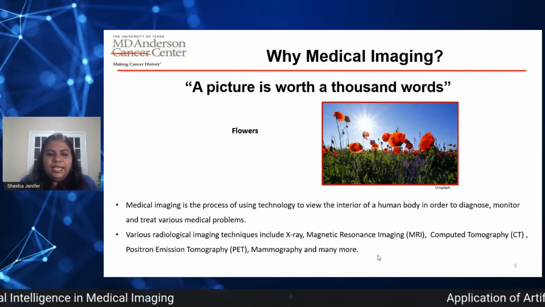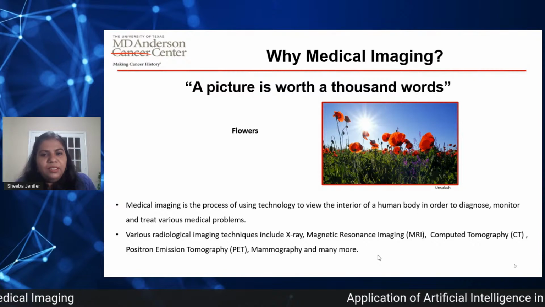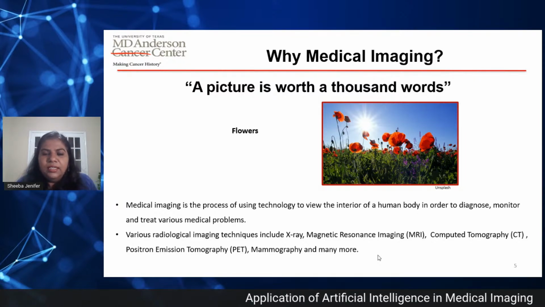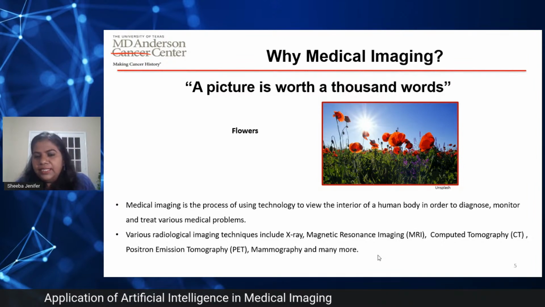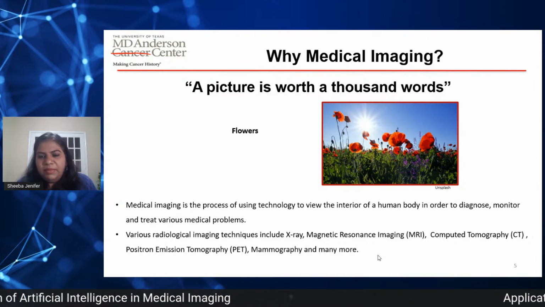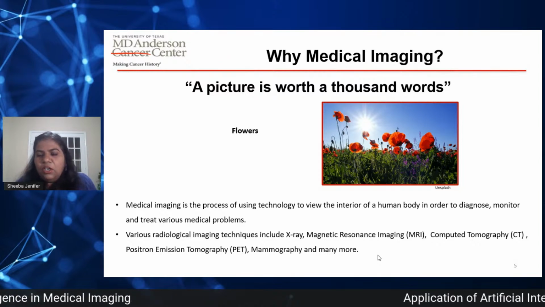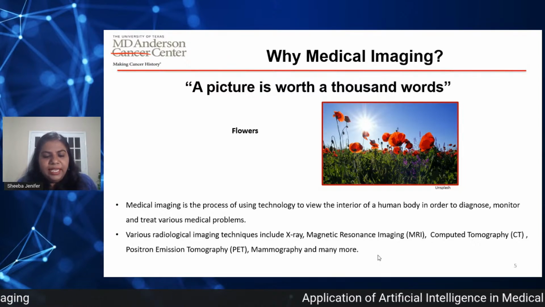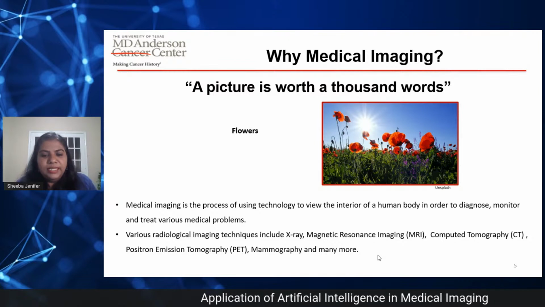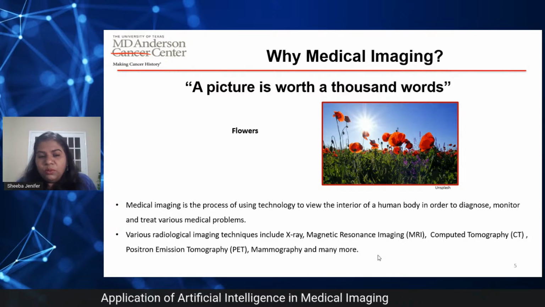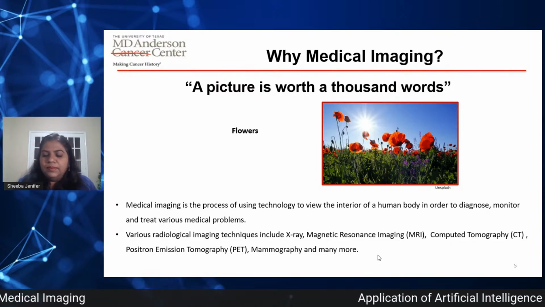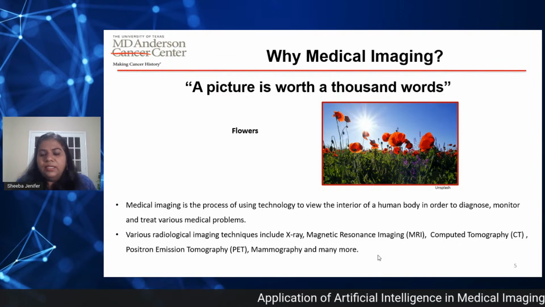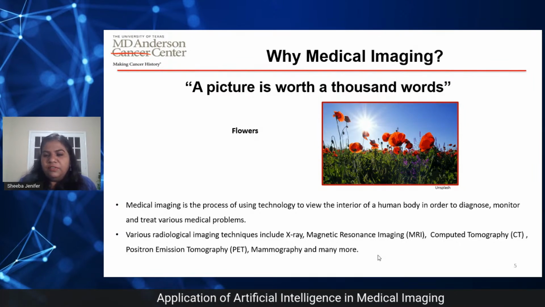There are various imaging techniques. You might have come across some of these imaging techniques in your day to day life. Some imaging techniques include X-rays, magnetic resonance imaging, often called MRI, CT scans, PET scans, mammography for breast cancer detection, and many more. These are the different radiological imaging techniques that are available, which can help us to acquire images of the innermost part of the human body.